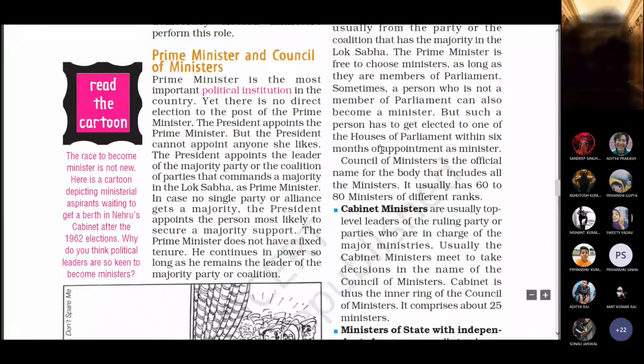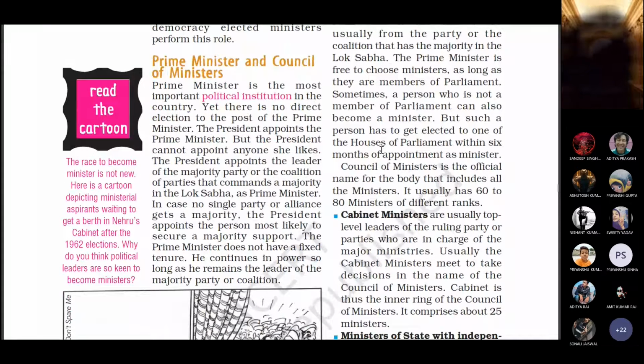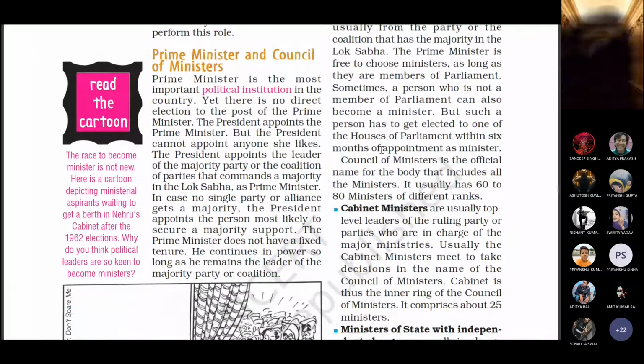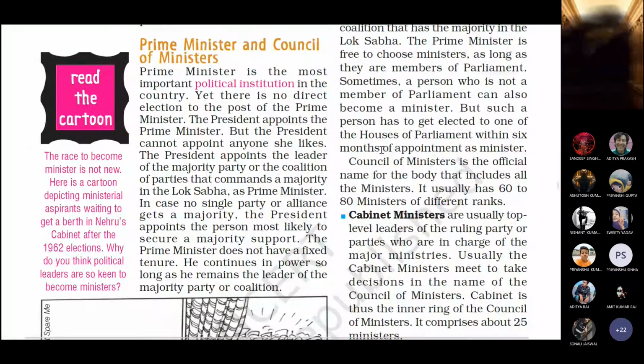Should we move ahead, everyone, with Prime Minister and Council of Ministers? Students? Do you think you are all still reading? Yes, sir, still reading. One minute more. Just check it. You all have the time till the next period also.